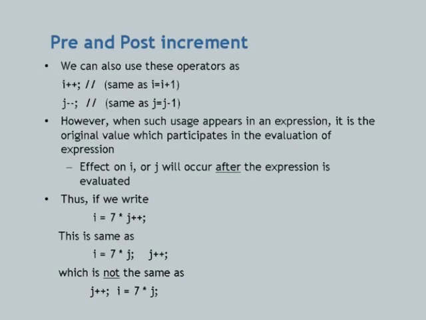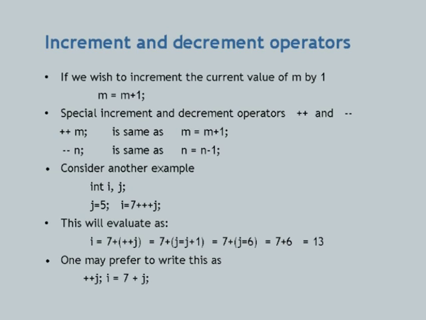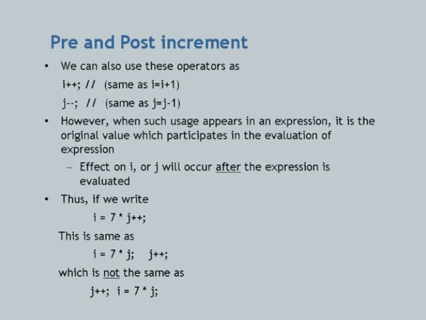There is an additional variation in the increment and decrement operator. Let's go to the previous slide. Here we saw that the increment and decrement operators are written before the name of a variable. This is called pre-increment. They could also be written after the name of a variable. For example, I plus plus. This is also same as I is equal to I plus 1. J minus minus. Also same as J equal to J minus 1.